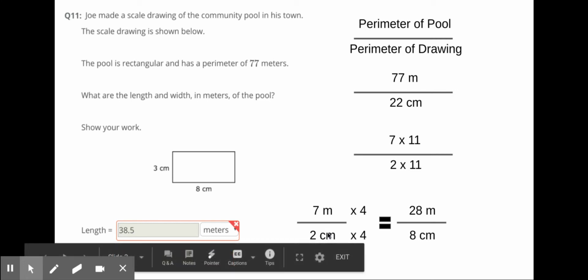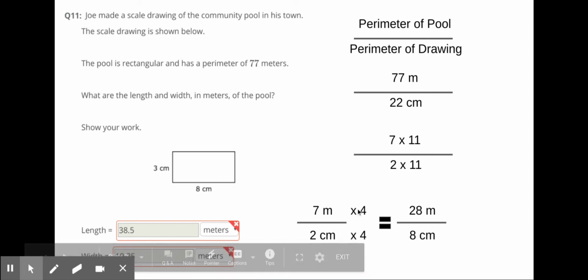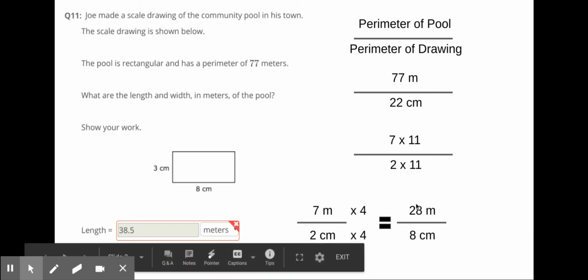And so we think about it. We're told that we have 8 centimeters here on the drawing. We want to know what this 8 centimeters is. Well, 2 times 4 is 8, so we multiply top and bottom by 4, so we're not changing anything. 7 times 4 is 28. And so that's going to be 28.